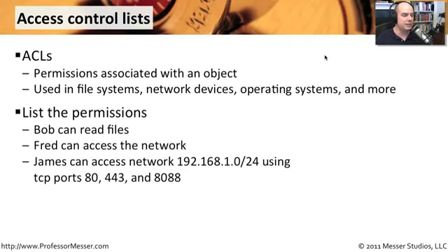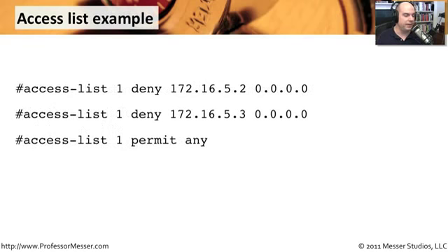And for instance, this is the way you might list out the permissions of a file. In this access control list, Bob can read the files. Fred can access the network. James can access the network 192.168.1.0/24 using TCP ports 80, 443, and 8088. So you can have very generalized access controls in your access control list, or very specific access controls in your access control list. Here's a good example of an access control list that might be inside of a firewall.